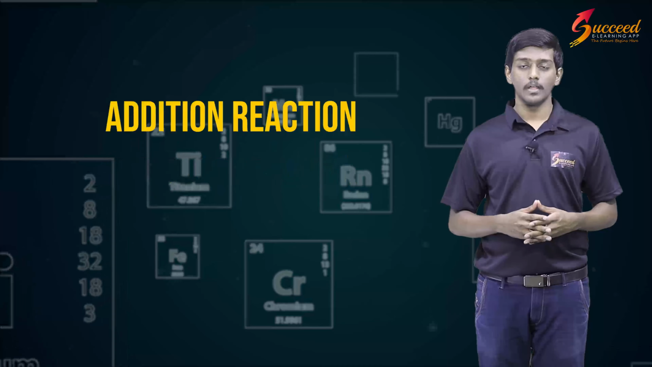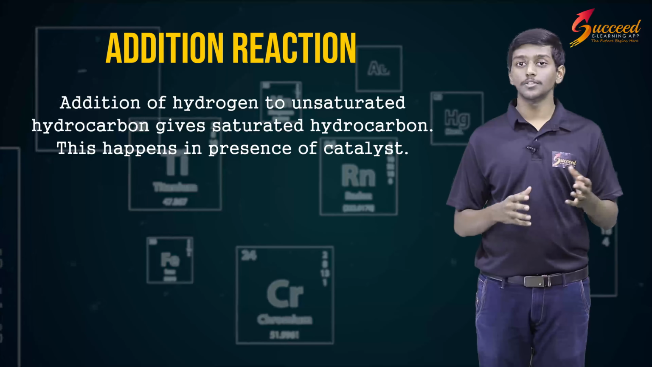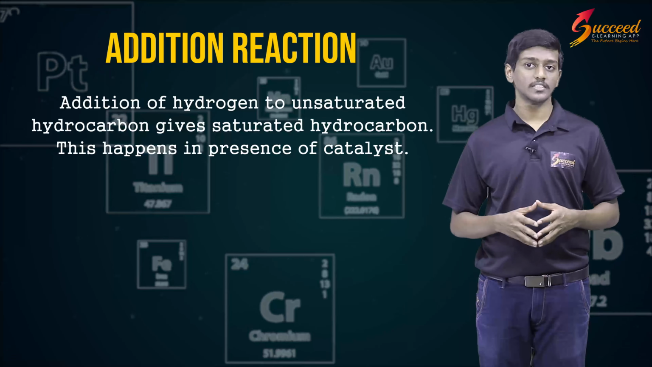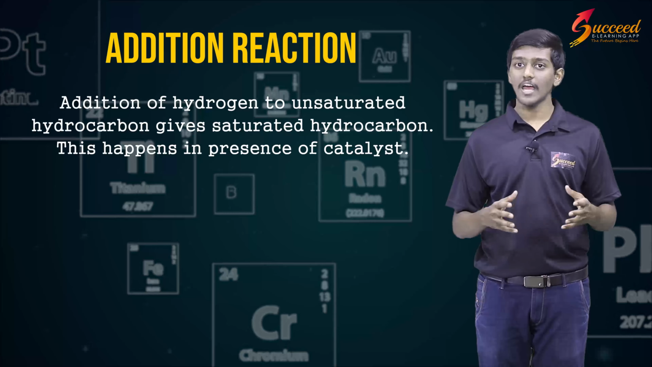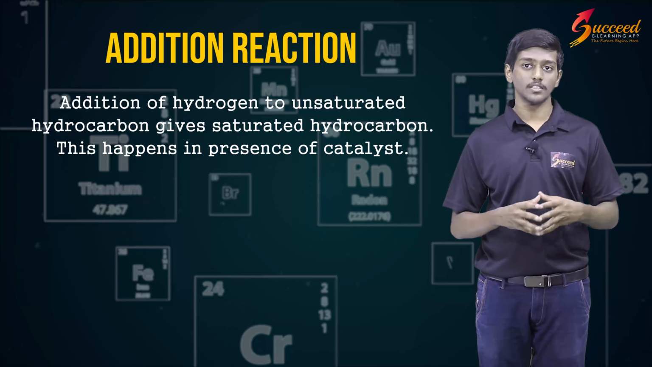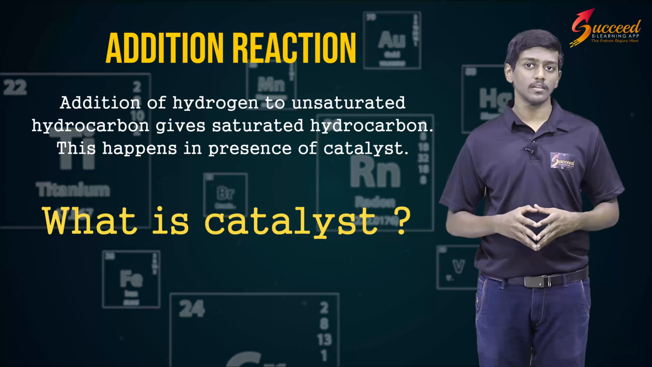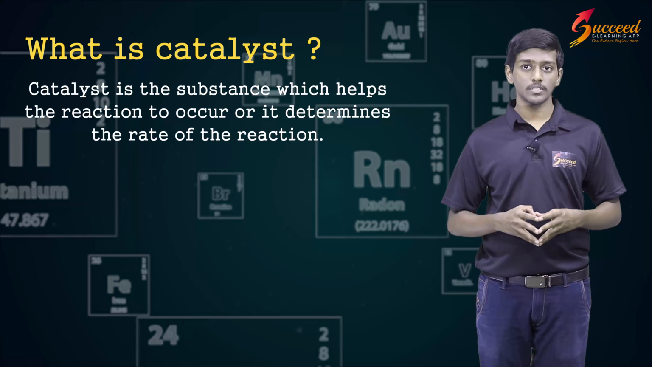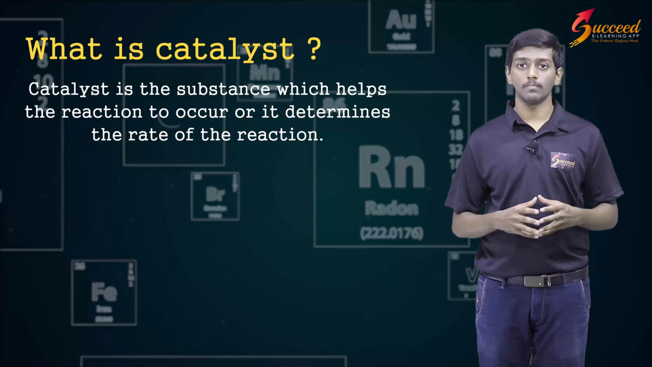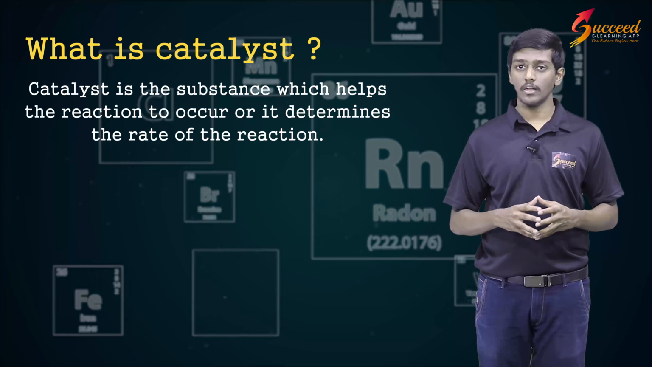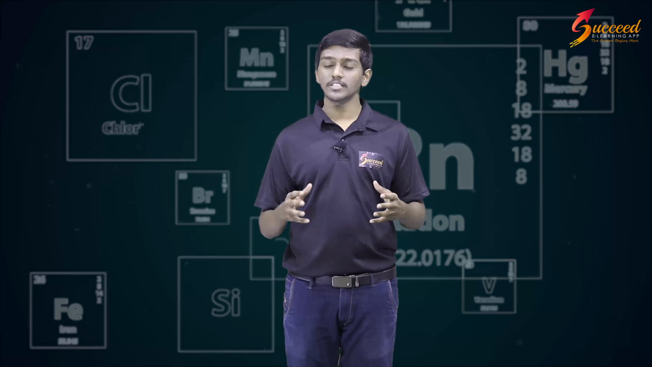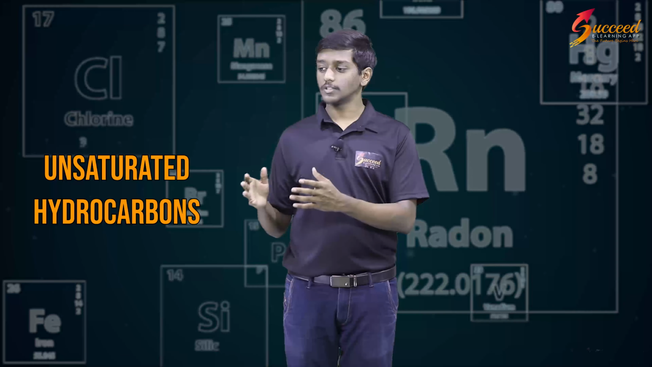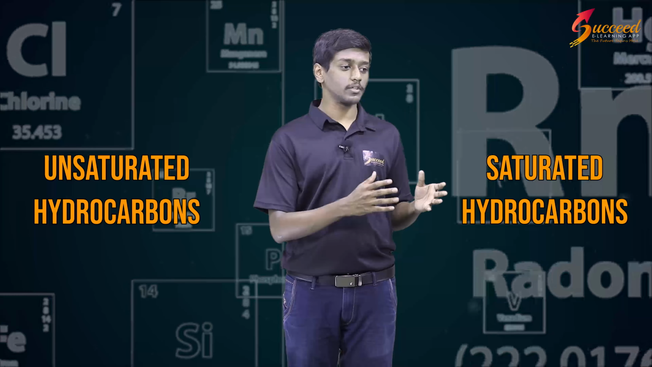Addition reaction. Addition of hydrogen to unsaturated hydrocarbons gives saturated hydrocarbons. This happens in presence of a catalyst. Now what is a catalyst? A catalyst is a substance which helps the reaction to occur, or it determines the rate of the reaction. Let us take an example. Unsaturated hydrocarbon, addition of hydrogen in presence of a catalyst, nickel or palladium, we get saturated hydrocarbon.